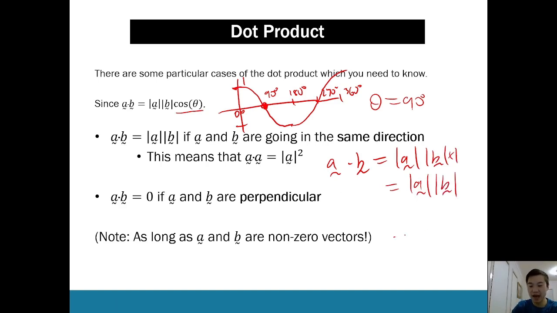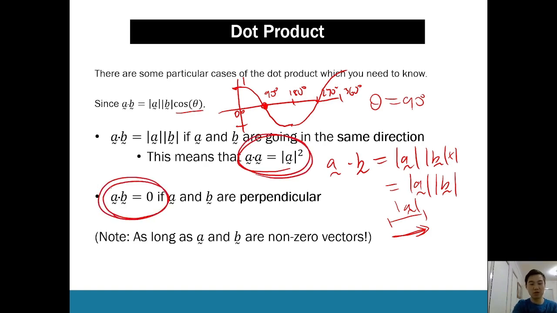Which means if we take the dot product of a vector with itself, because the magnitude is going to be the same, the dot product of A with A is just the magnitude of A times the magnitude of A, which is just the magnitude of A squared. So these two results are super important. You use them a lot in geometric proofs and any questions here in vectors, so make sure you know these results. The dot product of a vector with itself is just the magnitude of that vector squared. And the dot product of two vectors will be 0 if those two vectors are perpendicular.